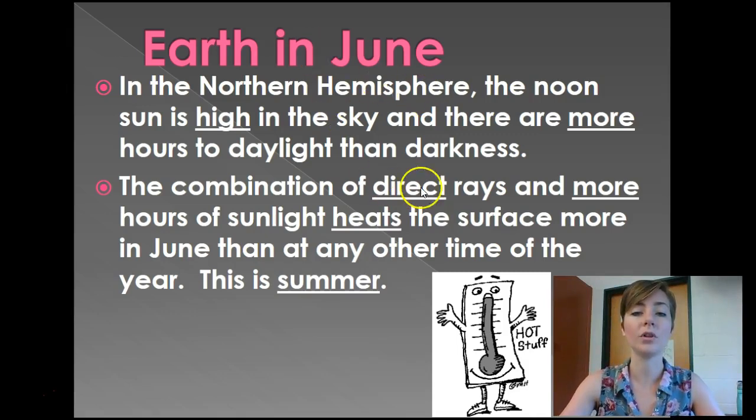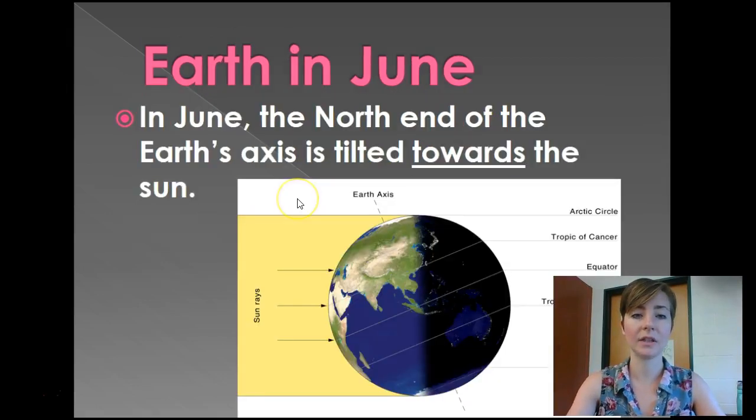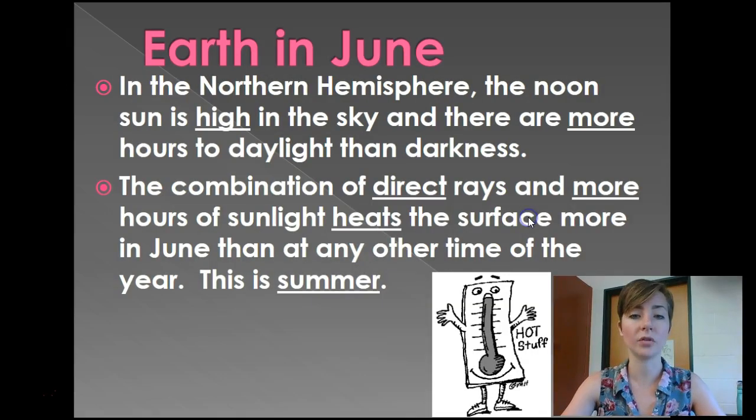So combined with more direct sunlight, and because, like in the last slide, the Earth rotates on its axis, in one 24-hour day we have a lot more sunlight than we do darkness. So combined with more direct light and more hours of sunlight, it gets hotter in summer.